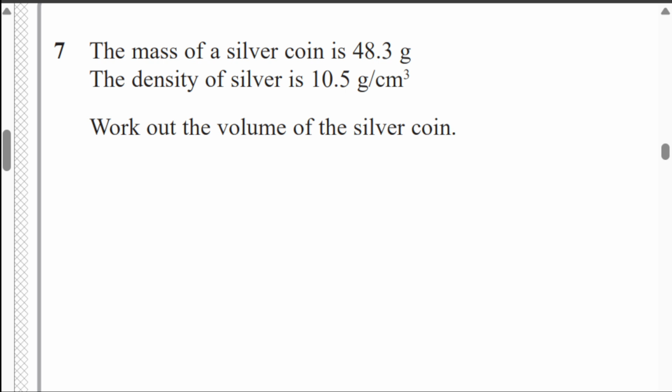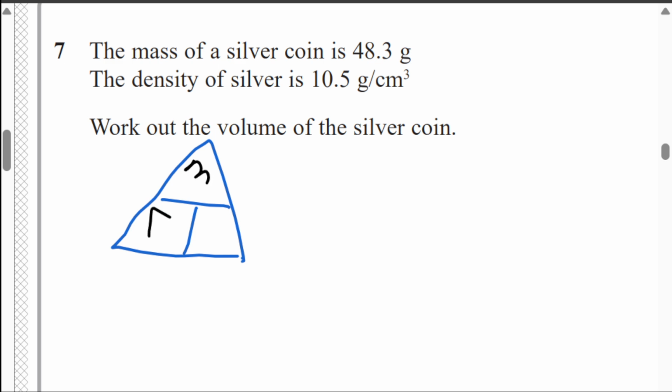You need to memorize the triangle. It's not given in the formula sheet. This is the mass, density, volume triangle. Mass comes up here, so that's M here, density and volume here. Now, whatever you want, cover it. The question asks you to find volume, so let's cover volume.